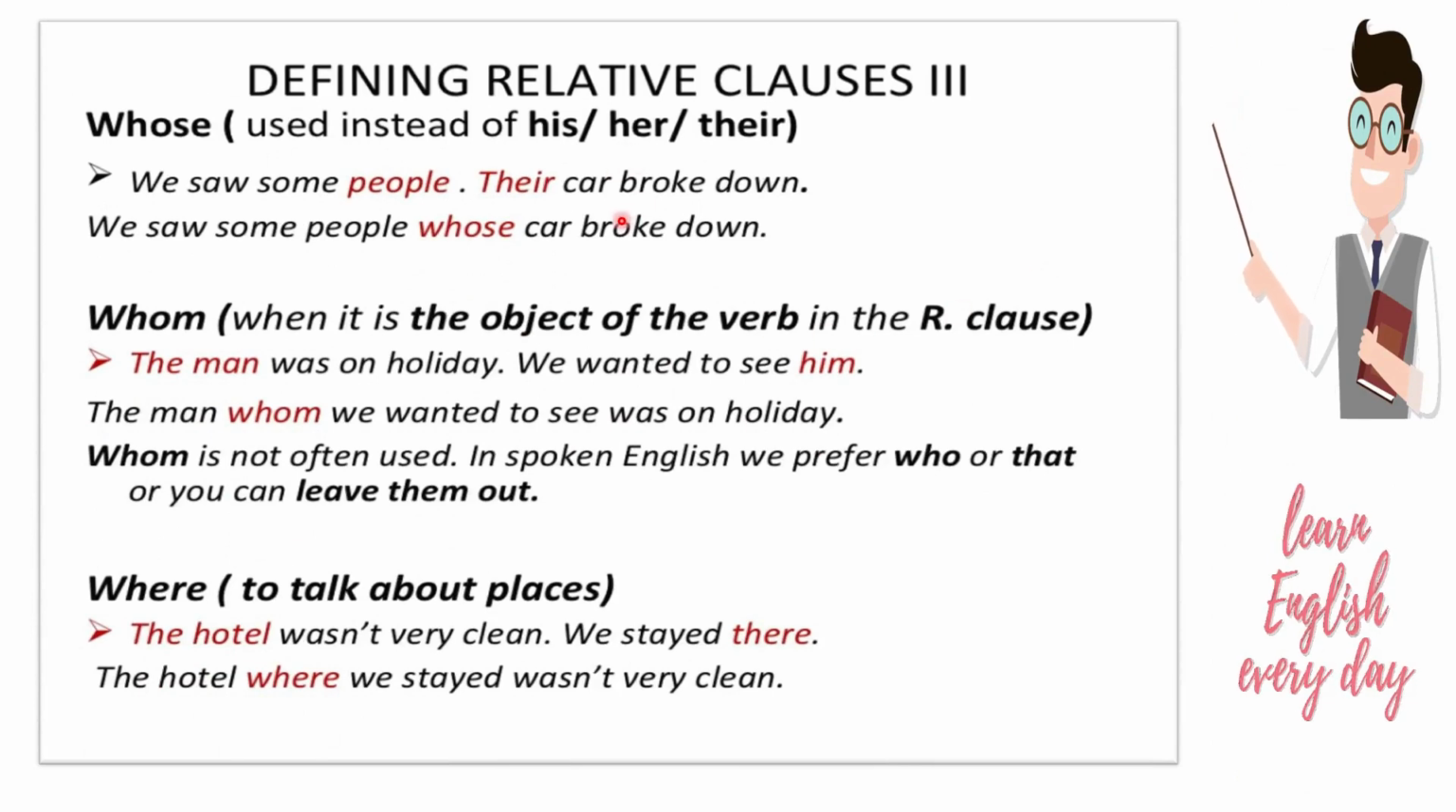The next one: in defining relative clauses, the use of whose instead of his, her or their, to show belonging or possession; whom for the object of the verb; or where to talk about places. They can be used to make the sentences in relative clauses. Like: we saw some people. Their car broke down. Here, people and their are two similar expressions. We saw some people whose car broke down. So whose here is the replacement of their.